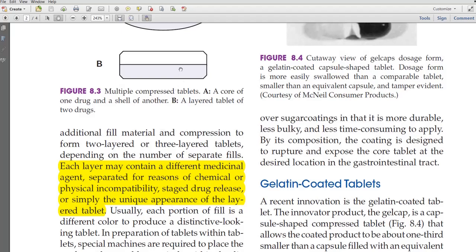Or just the appearance. Some tablets are produced as layer tablets, multiple layer tablets. And the reason is we want the tablet to appear in different colors. So how can I make the tablet, one half of the tablet a color and the other one another color? I can do that by preparing multiple layer tablets, and I will show you that. Okay?